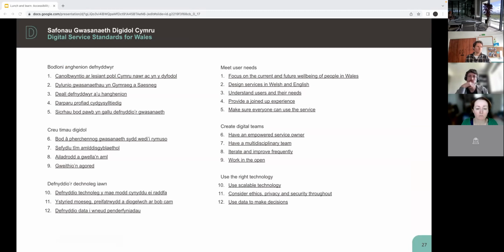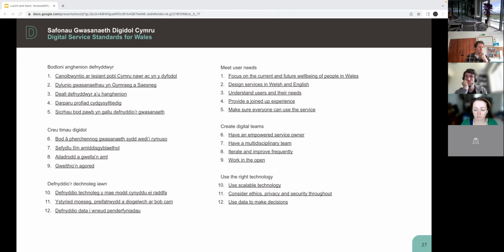We do have the digital service standards in Wales. So they're on the screen at the moment. The first 5 of the digital service standards are around meeting user needs. So they support you to not think about just today, but to think about how we can create sustainable, lasting change as part of the future wellbeing for people in Wales. They also help us to design bilingually. We know there's a huge challenge around language in Wales, particularly around bilingual services and having equal access to services in both English and Welsh.